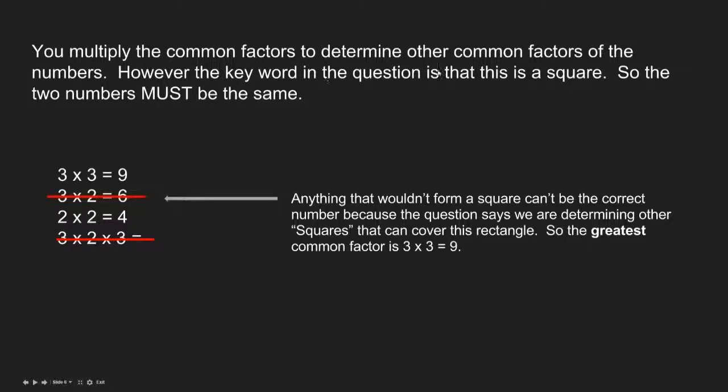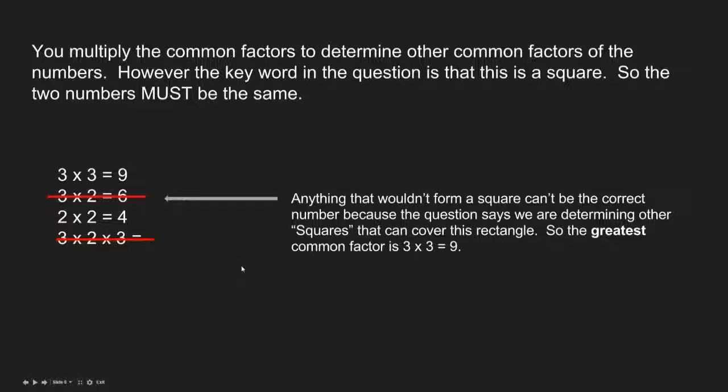Then you multiply the common factors to determine other factors of the numbers. However, the question says this is a square, and we have to find other squares, so the two numbers have to be the same. When we list out our common factors, 3 times 2 times 3 is 18, but that's not a square. And 3 times 2 is 6, but it's also not a square. So immediately I eliminate a good portion of mine. Anything that wouldn't form a square can't be the correct number. So the greatest common factor, the GCF, and you're going to see that on the test, greatest common factor, is 3 times 3, which is 9.